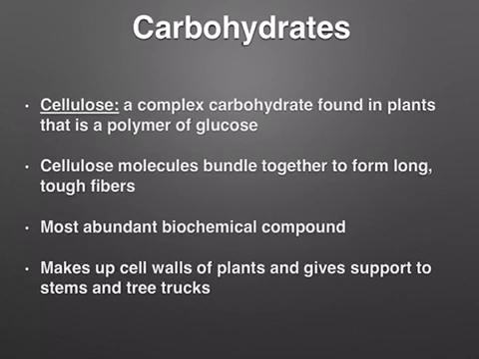Cellulose is again a complex carbohydrate, and this is found in plants. Again, it's a polymer of glucose. So when you see something's a polymer of glucose, you know it's just glucose after glucose after glucose after glucose. Cellulose molecules will bundle together to form long, tough fibers. And this is the most abundant biochemical compound on Earth. It's found primarily in the cell walls of plants, and it gives support to the stems and tree trunks to make them really rigid and able to stand up vertically.